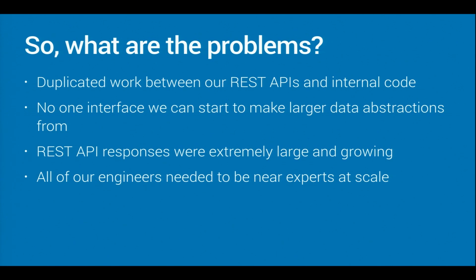So what are the problems? There's a fair amount of duplicated work between our REST APIs and our internal code. When we look to scale now, it becomes very difficult because there's not a clean abstraction. We have to use our ORM. We can hope that the classes are all used in the same exact places, but that doesn't tend to be the case. REST API responses are extremely large and growing.